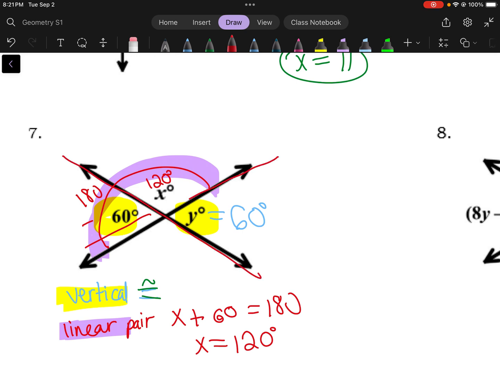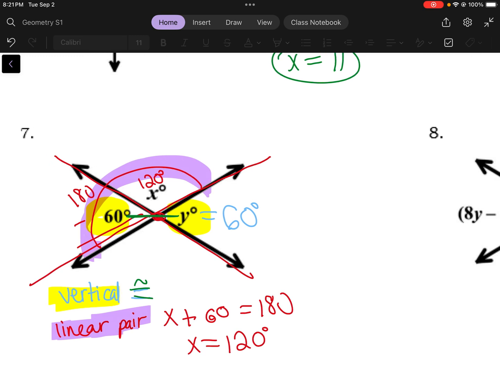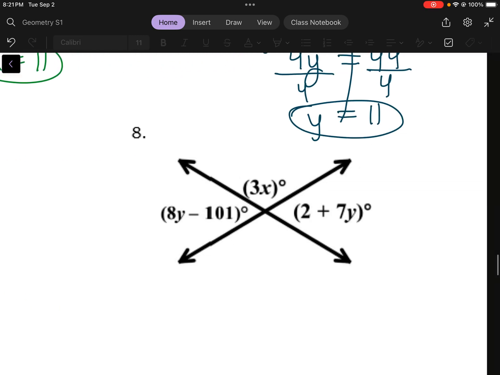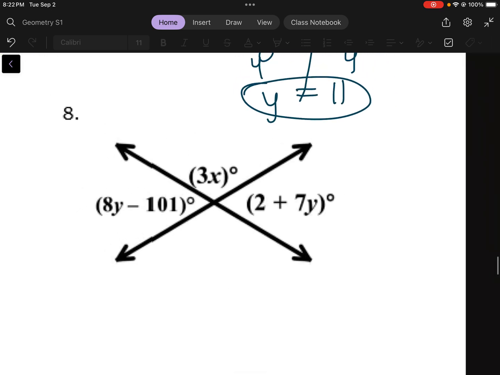Again, if they share intersecting lines, and they only share that point in between, right? They're opposite from each other. Those are called vertical. If they create a line together, they add up to 180, and they're known as a linear pair. So again, what is the relationship, and what can I do because of it? Okay, all right, the last one today. So again, what is the relationship you have, and how do we figure this out?